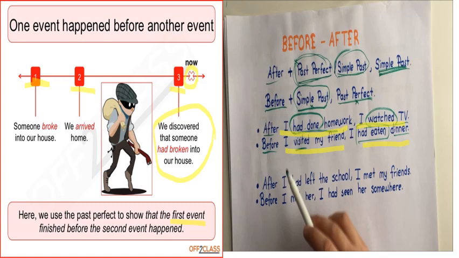We discovered that someone had broken into our house. And then before our arrival, we discovered that someone had broken into our house. In this case, we see that the past perfect, we use it to show that the first event finished before the second event happened. I do hope that this is clear. It can be clearer if you give more examples.